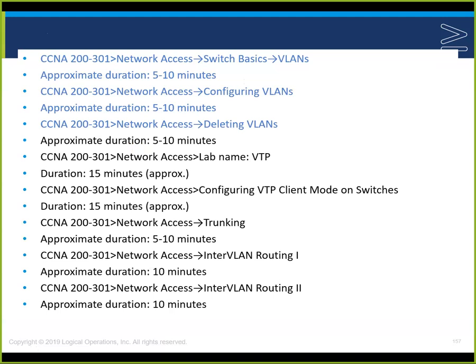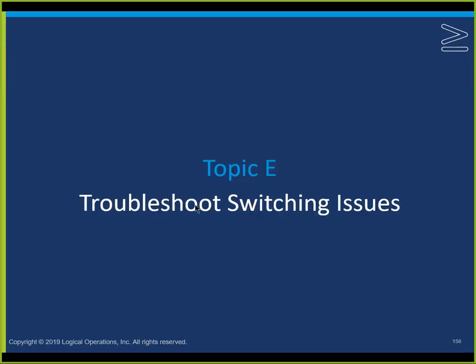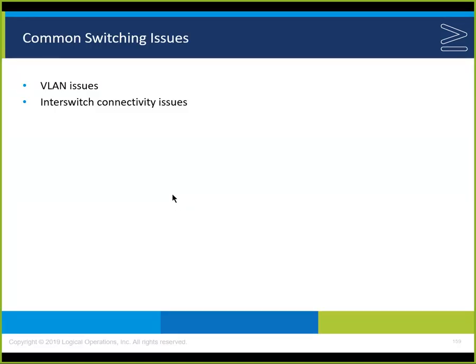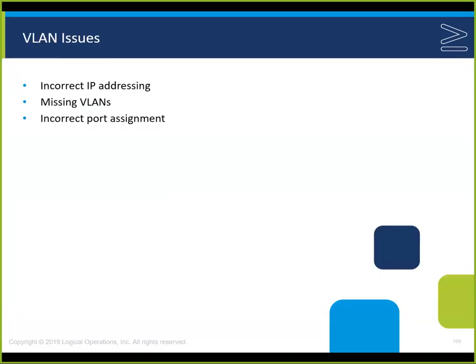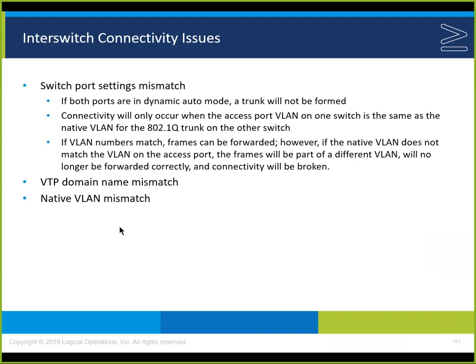These are the labs. There are a couple of troubleshooting switching issues, a couple more slides here. VLAN issues, inter-switch connectivity issues, incorrect IP addressing, and missing VLANs are the things that we could have on these. The demo that I did earlier this morning was set up with a number of these errors.